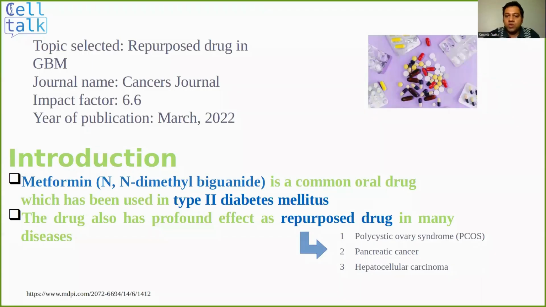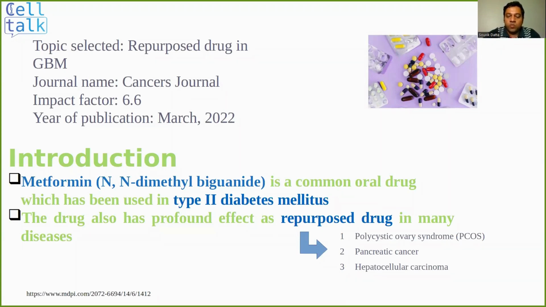So before going into the details of the investigations and its results, I would like to give a brief on the journal that I have selected. It's the Cancers journal with an impact factor of 6.6, which is quite a very good impact factor. And more importantly, it was recently published in March 2022.